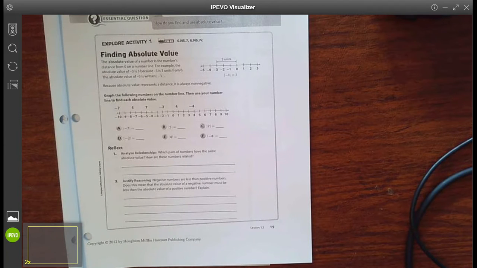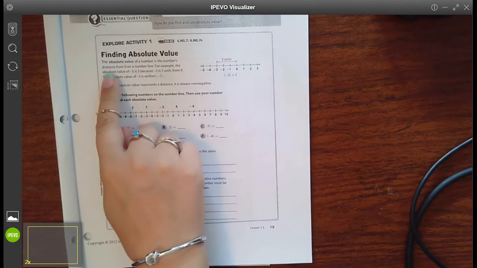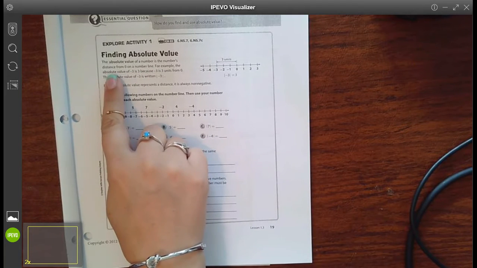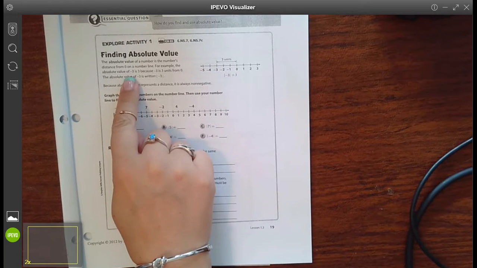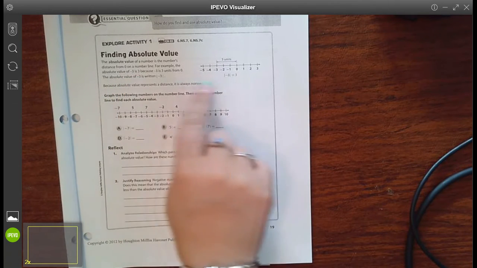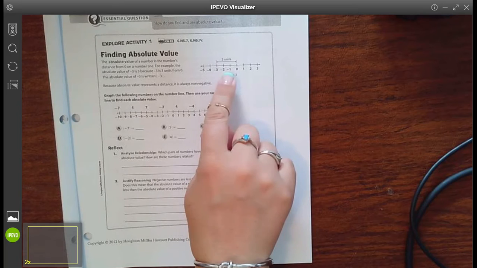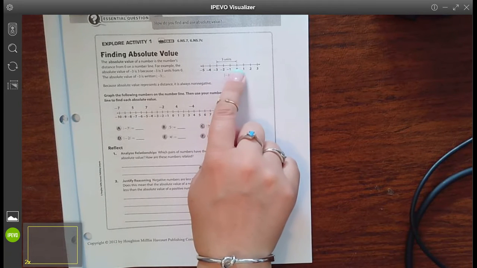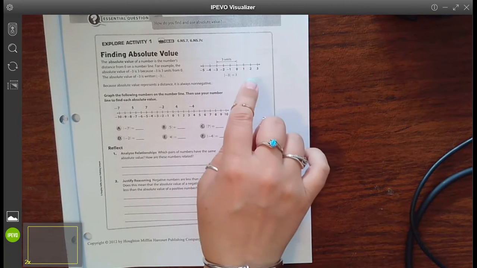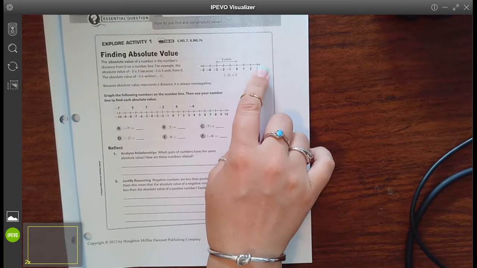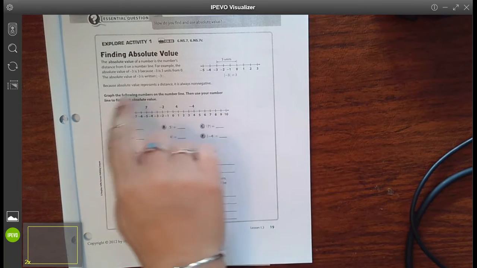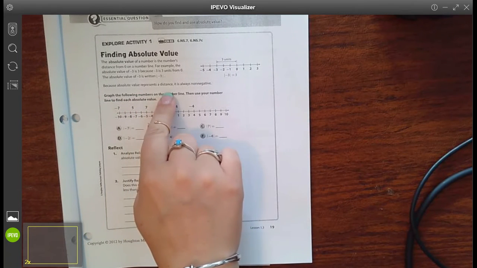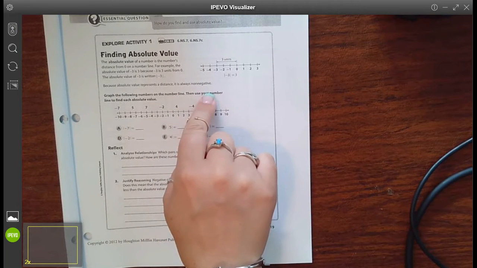Okay, so if we take a look, it says the absolute value of a number is the number's distance from zero on a number line. So for example, the absolute value of -3 is 3, because if you look at -3, how far away is -3 from zero? It's 3 away. And vice versa, the absolute value of +3 is also 3, because 3 is 3 away from zero. So because absolute value represents a distance, it is always non-negative.